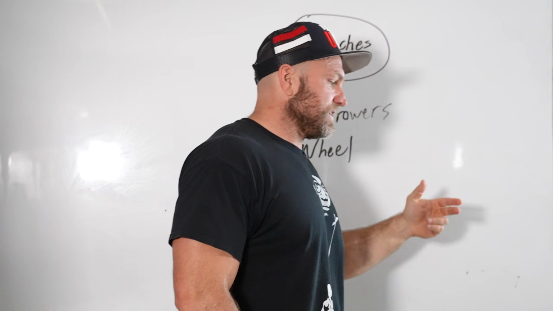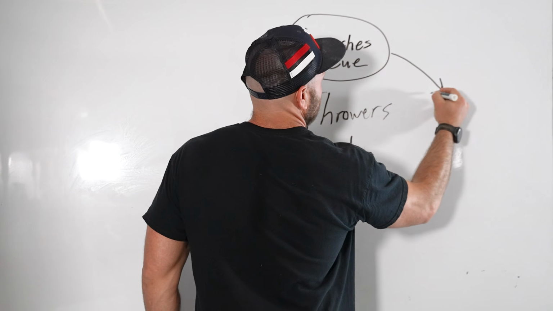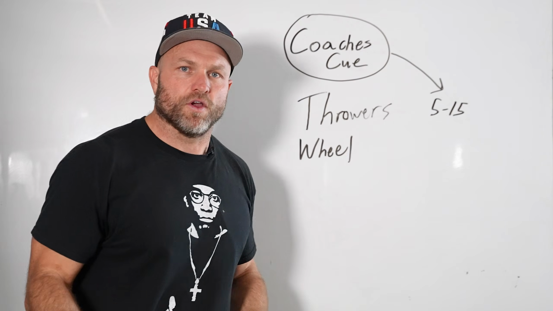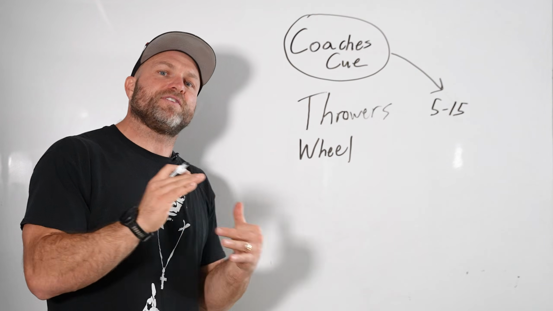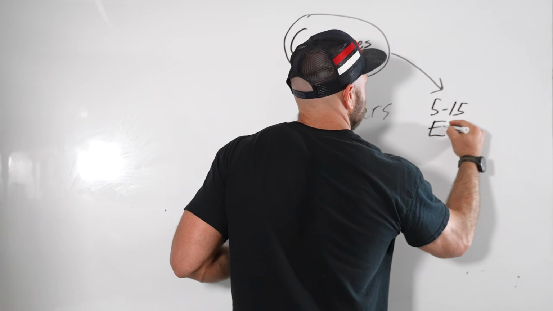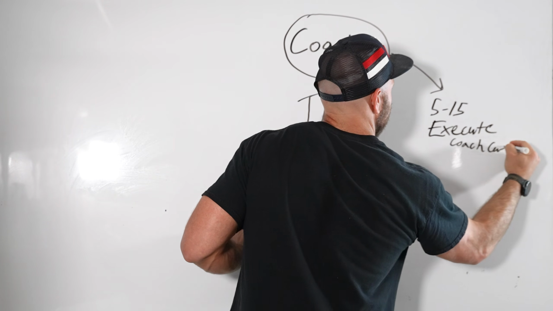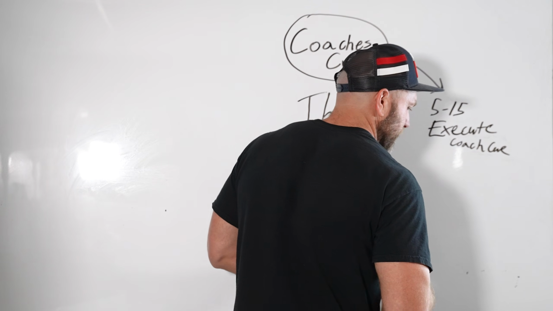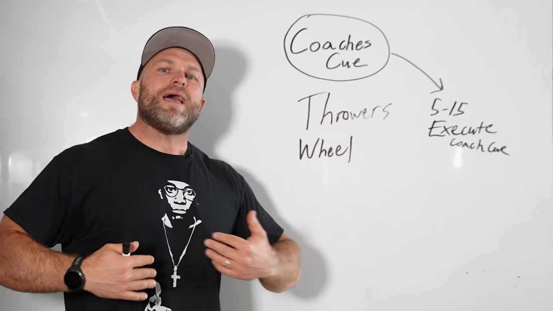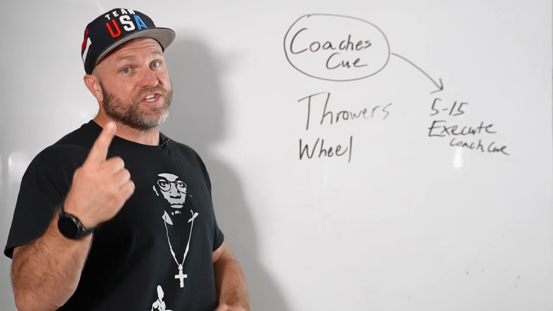Now, we get the coach's cue, which is ideally going to lead to this improvement, okay? Thinking about that lens. And what ends up happening is that the thrower will go, let's just say 5 to 15 throws, okay? So they'll throw for 5 to 15 throws and they will execute the coach's cue. So they're gonna execute coach cue, okay? So what ends up happening then is they're like, okay, I feel pretty good. 5 to 15 throws, I'm executing my coach's cue. I feel positive.